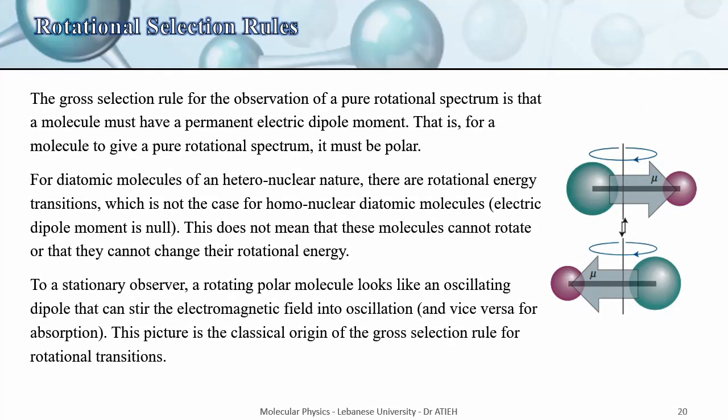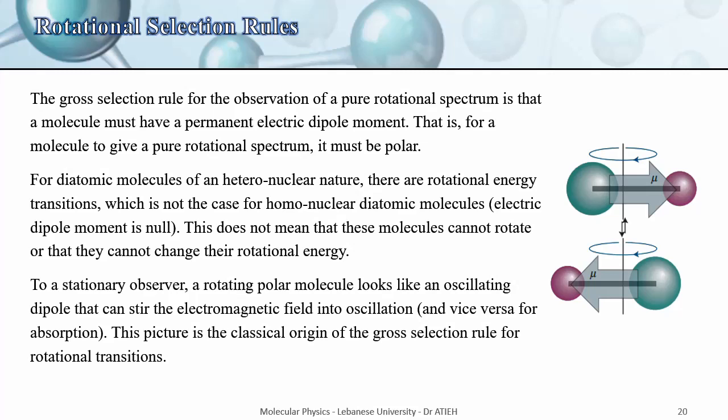So, the gross selection rule for the observation of a pure rotational spectrum is that a molecule must have a permanent electric dipole moment. So, condition 1, the molecule must have an electric dipole moment. This is only true if we have a polar molecule. A polar molecule means a molecule in which the center of positive charges is different from the center of negative charges. It has a dipole.